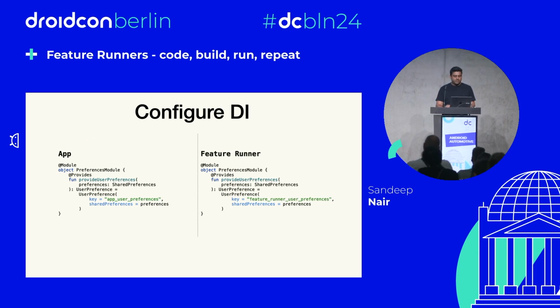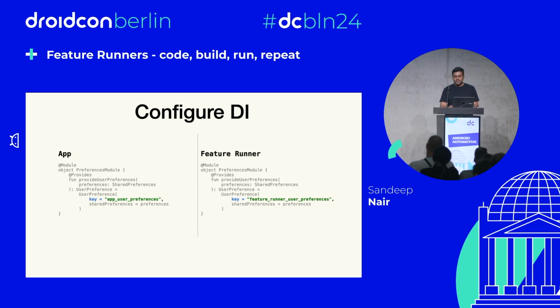Let's take a look at an example. So in this one, on the left-hand side, you have the module which is required for the app. And on the right-hand side, you have the feature runner using the module of the same name, but the preference key is different. Can be anything, and just an example here. Yeah, so some of them may have to be duplicated and modified.